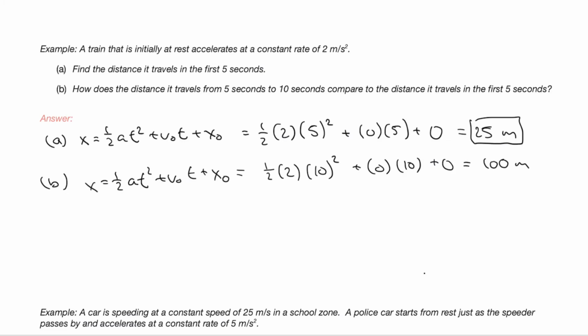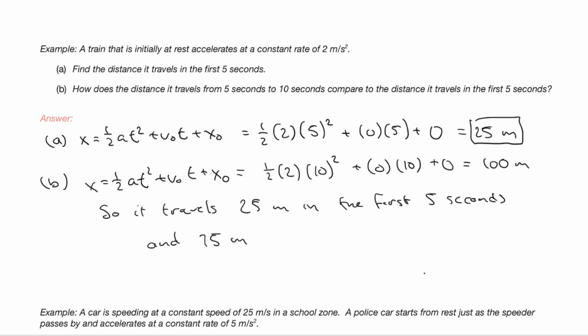Now that's not the answer because the question is asking for something different. But it does tell us that from part A we know that it travels 25 meters in the first 5 seconds, and so it must travel 75 meters in the next 5 seconds, which is to say, in the same amount of time it travels 3 times farther. And again, the reason it travels 3 times farther is because it's accelerating.